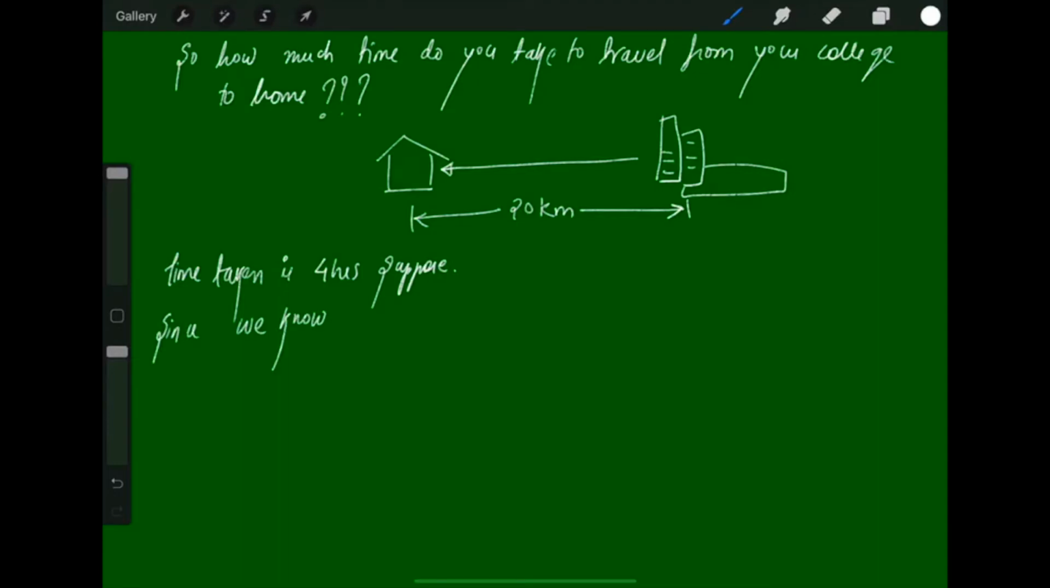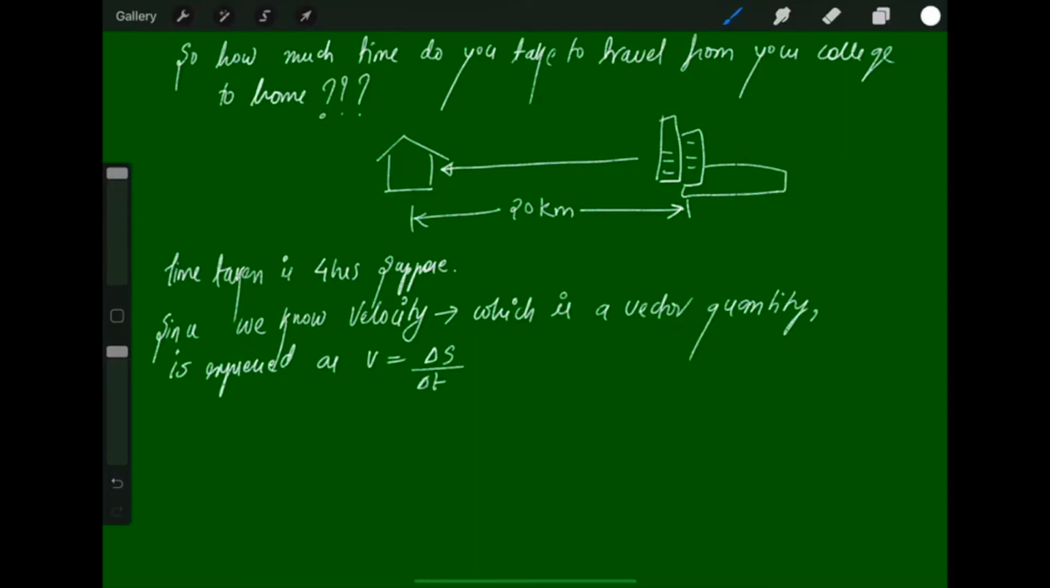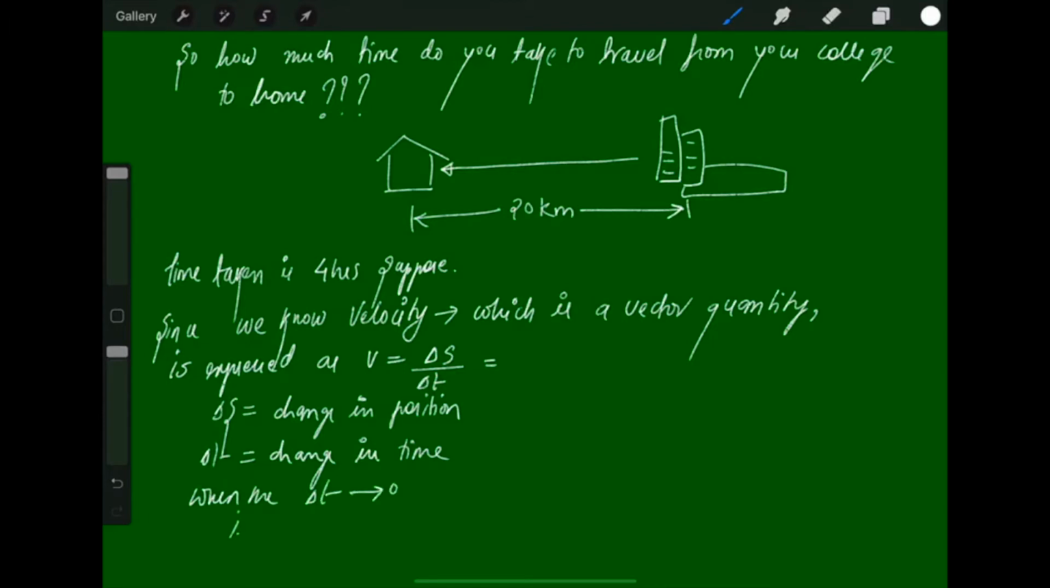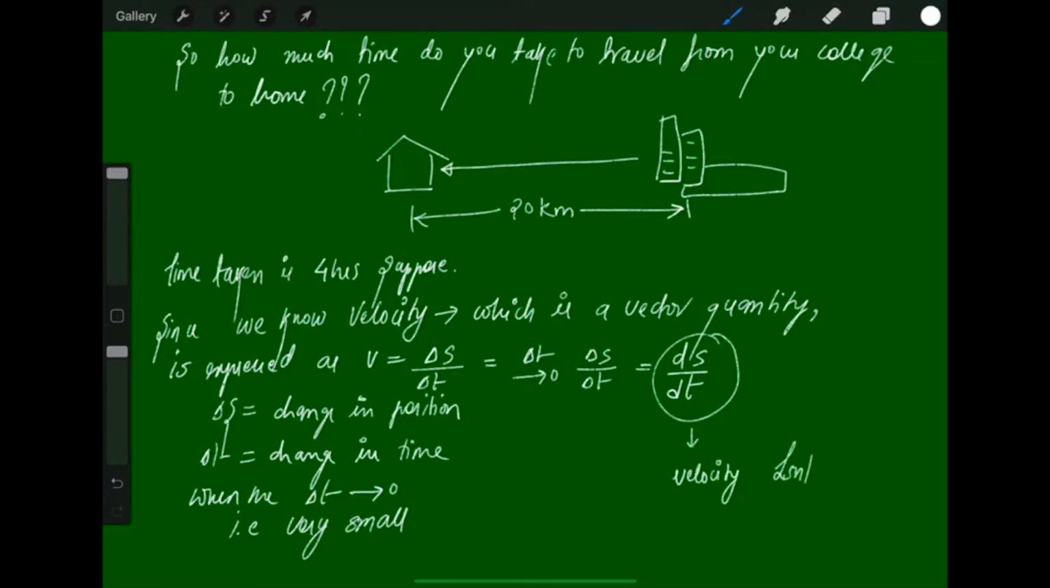Since we know velocity, which is a vector quantity, is expressed as v equals change in distance divided by change in time. Now, if we take s representing the distance and small t representing time, then v can be expressed as delta s upon delta t, where v is known as the vector velocity. Now, if the time t tends to 0, then delta s upon delta t can be expressed as ds upon dt.